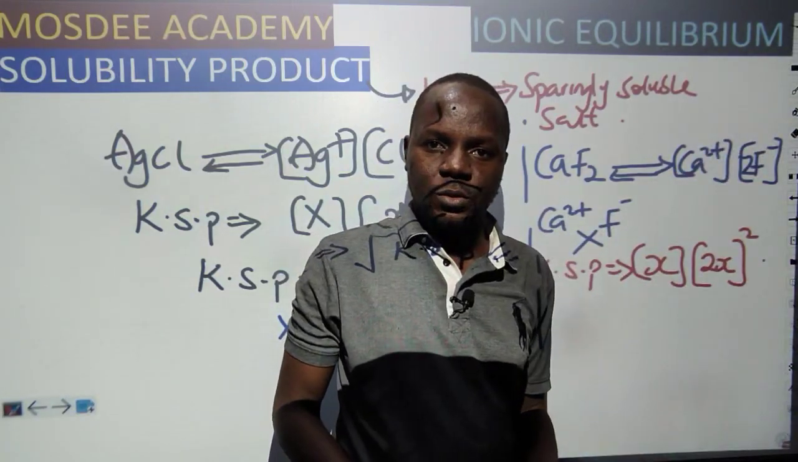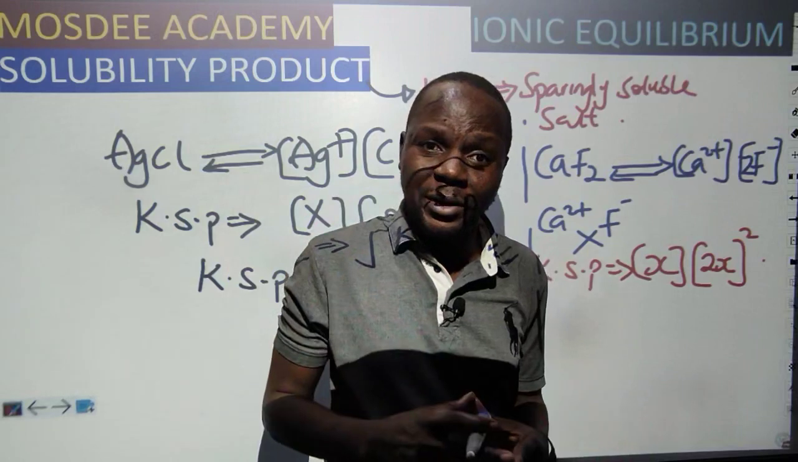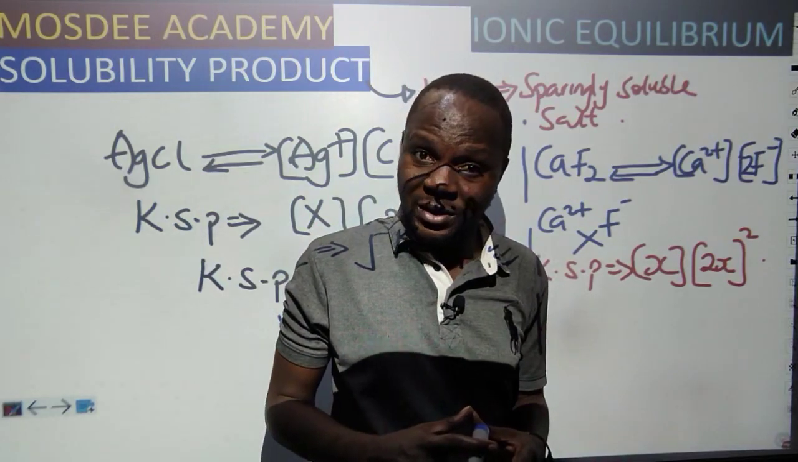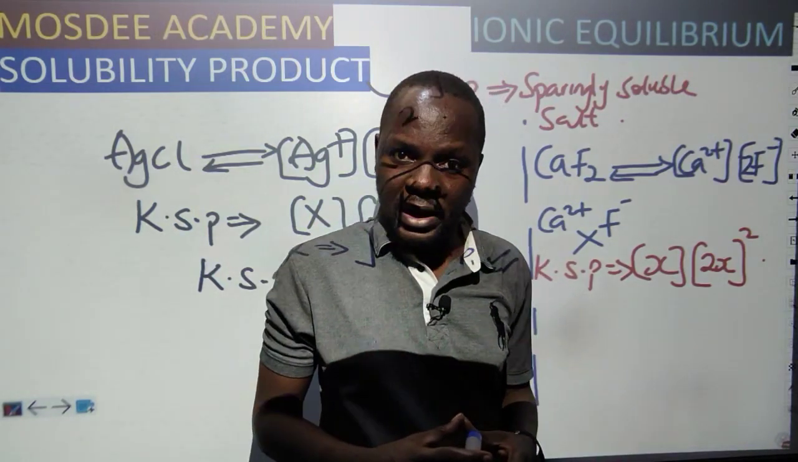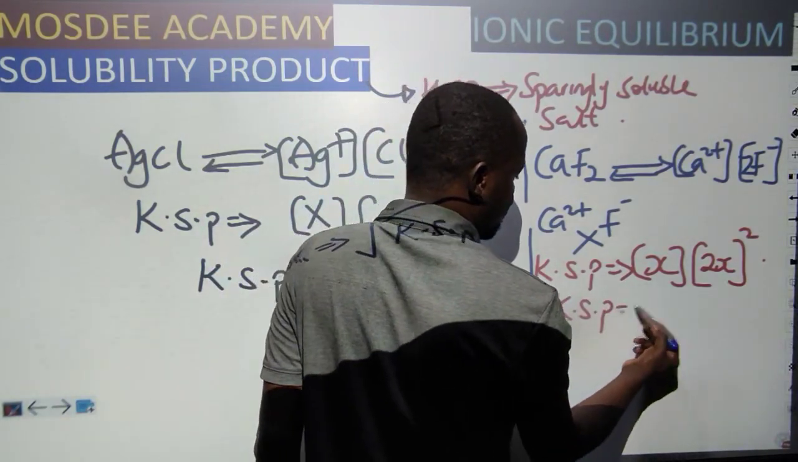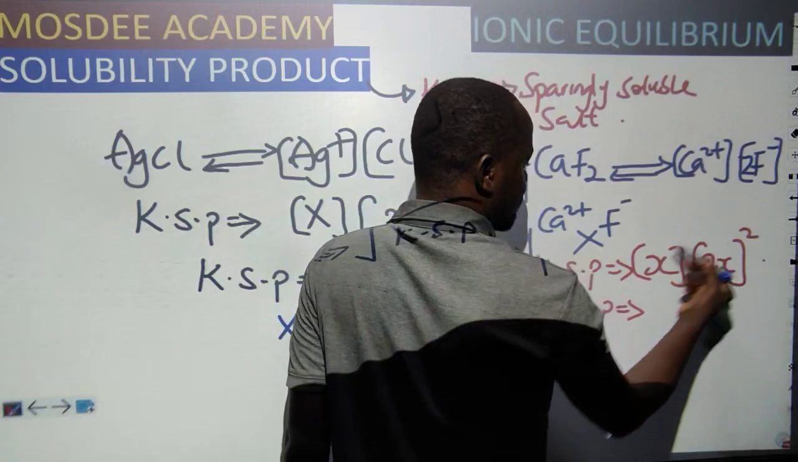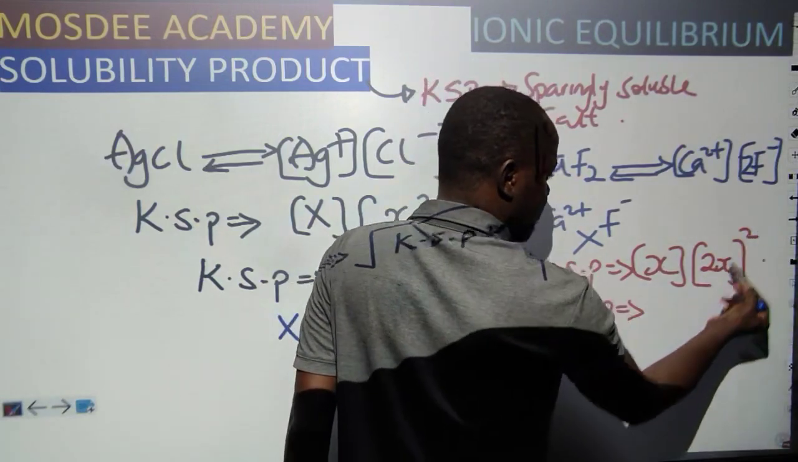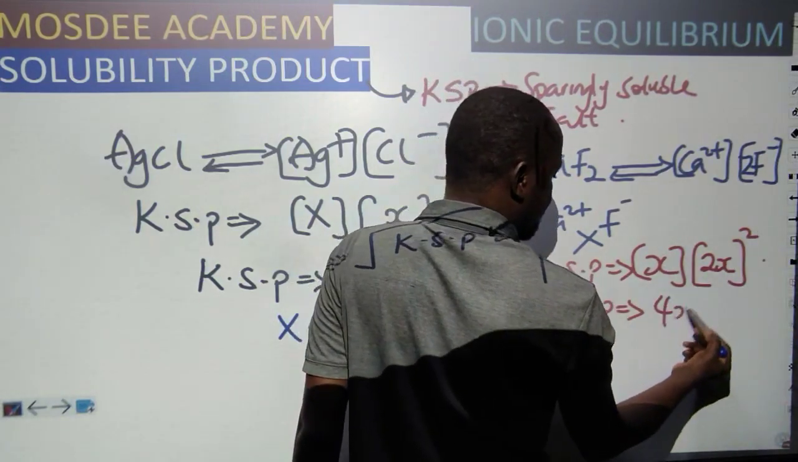And that is the way we write mole when we write what we call equilibrium constant. Do you remember that under the concept of chemical equilibrium? So directly we now say Ksp is going to be equal to 4x squared times x. This is 2 times 2, 4. 4x squared times x is 4s cubed.